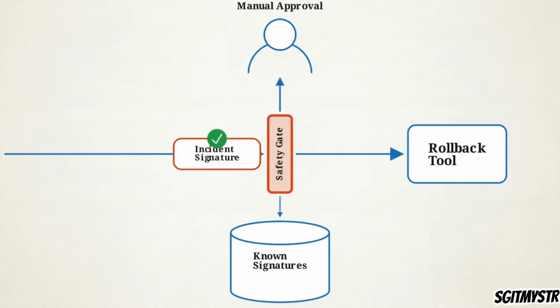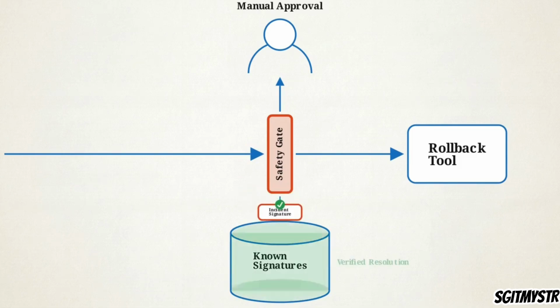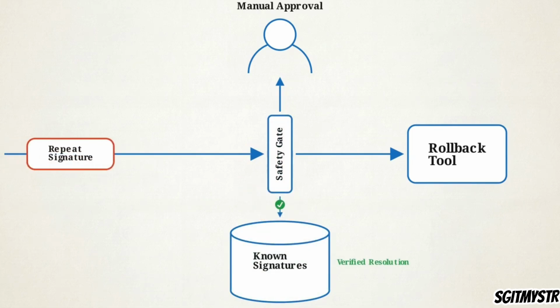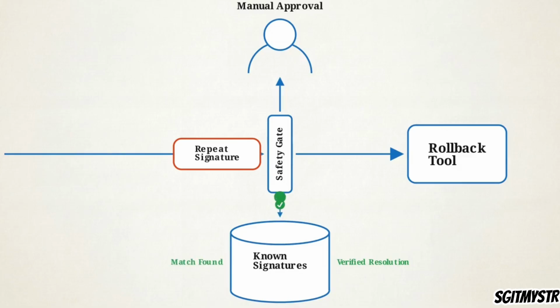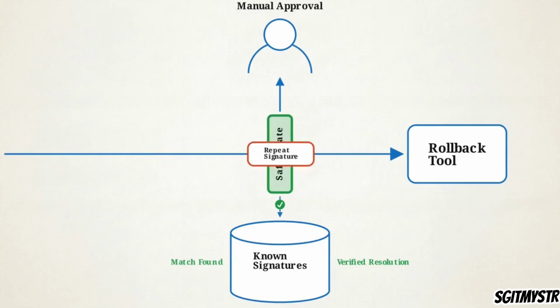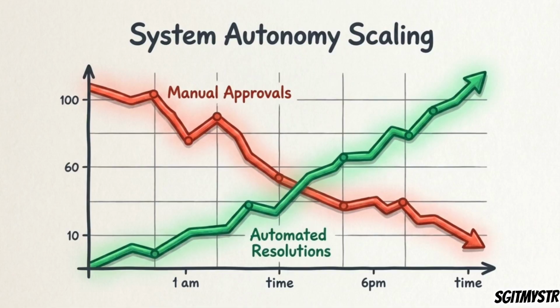Once approved, the agent logs that error signature into a database as a verified resolution. The next time the agent sees that exact approved signature repeat, it bypasses the manual check and executes the rollback automatically. This learning safety boundary allows the system to scale its autonomy, moving from manual verification to automated resolution as its database of known signatures grows.